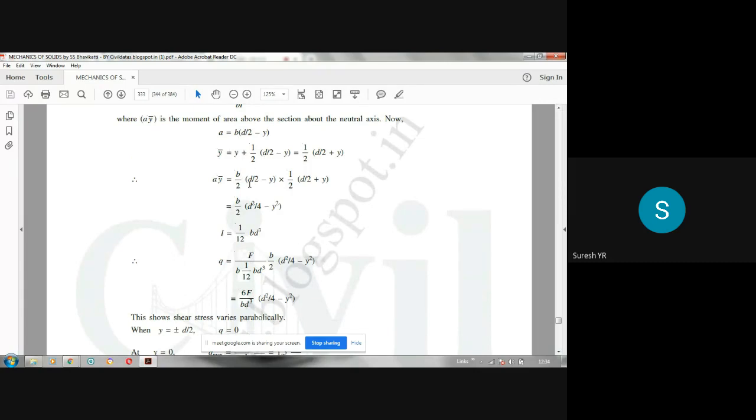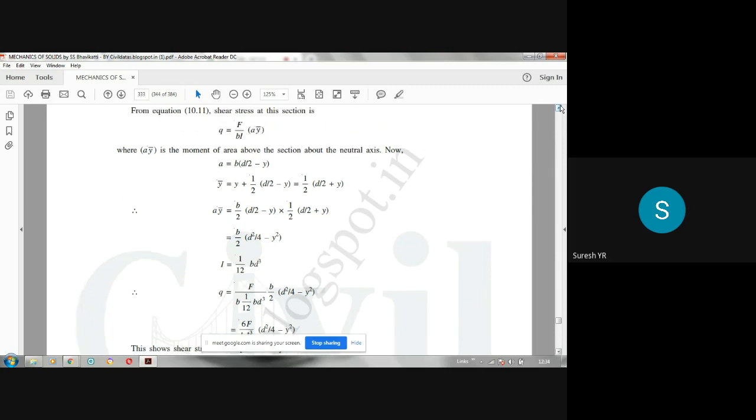There is a mistake here, it is a printing mistake, this 2 is not there. So this is b into (d by 2 minus y), so this 2 is not there. Okay, into half of (d by 2 plus y), then b by 2 into (d square by 4 minus y square). The I value is bd cube by 12. For a rectangular section, we know the formula I is bd cube by 12. So we have to substitute this now.